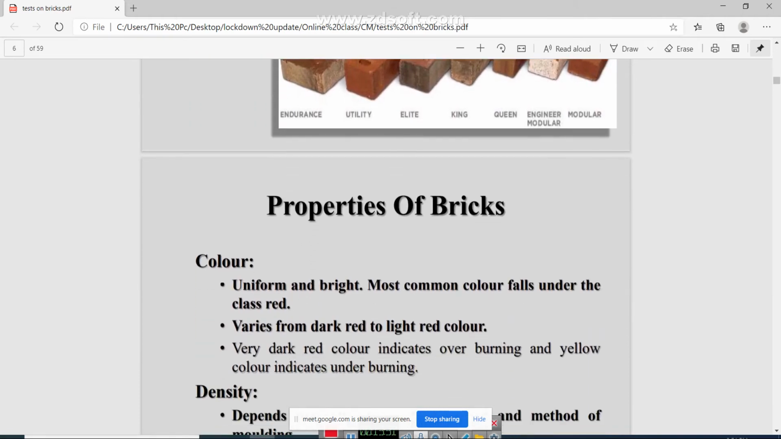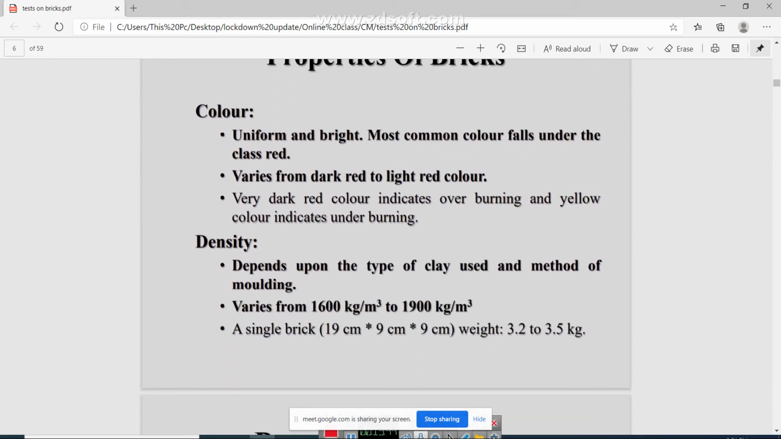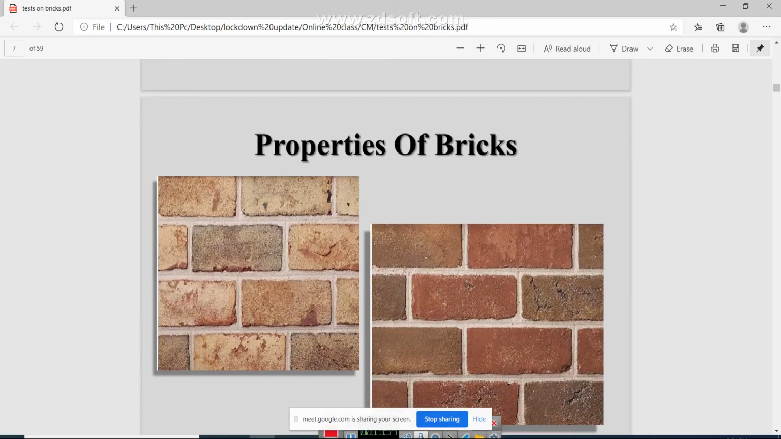Now coming to the different properties of bricks. Color: uniform and bright. Most commonly it comes in red color, varying from dark red to light red. The density of brick may vary from 1600 kilogram per meter cube to 1900 kilogram per meter cube. And the weight of a single brick will be 3.2 to 3.5 kilogram.